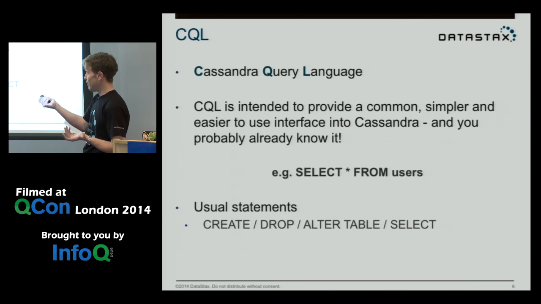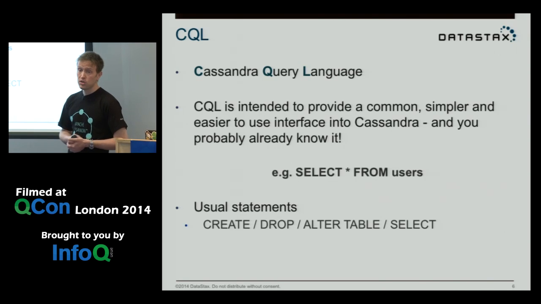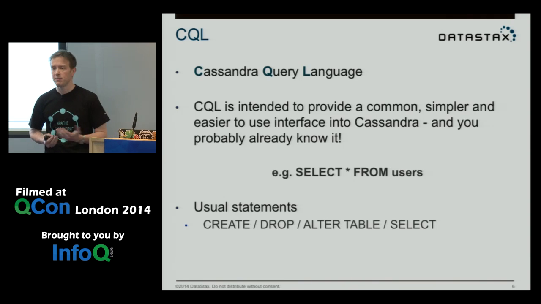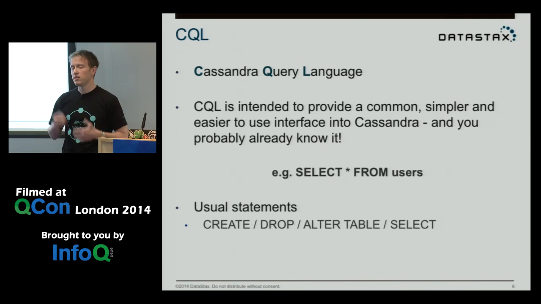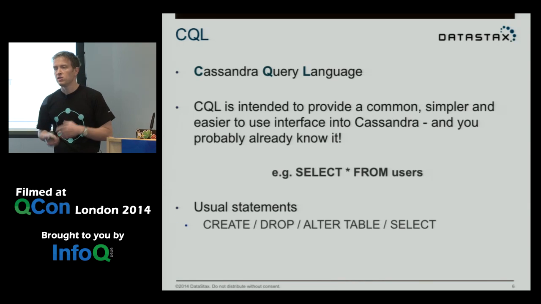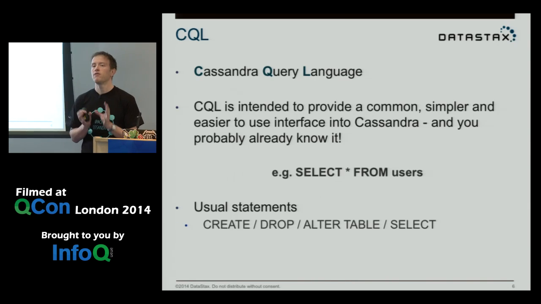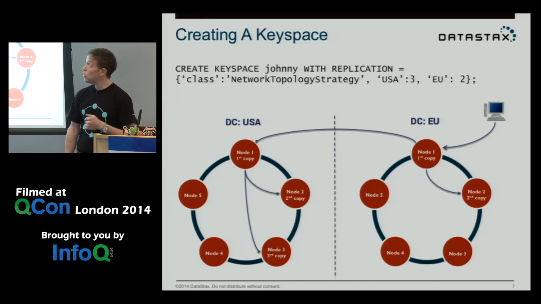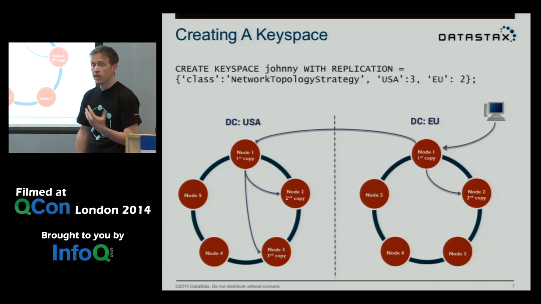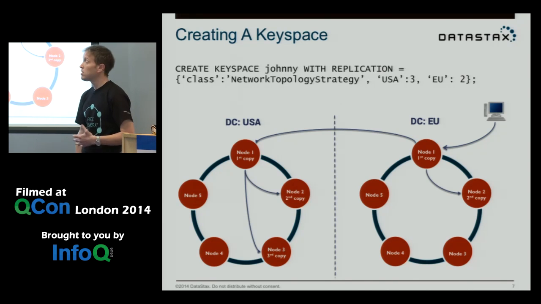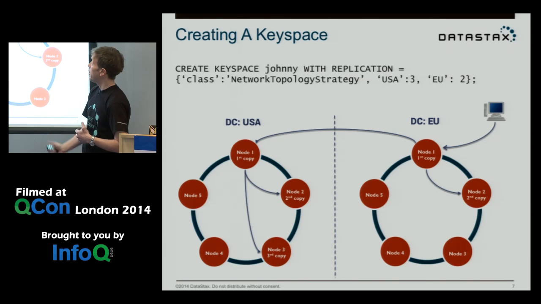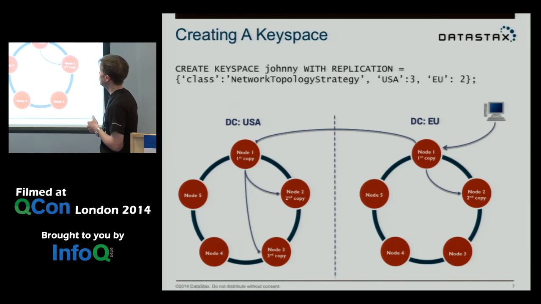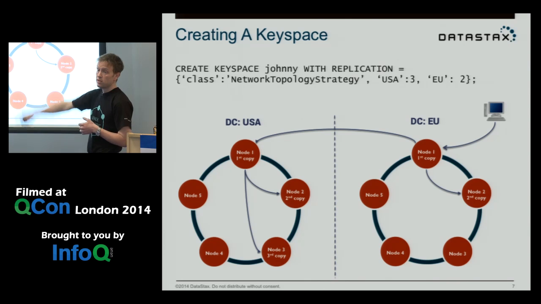There's a simple statement, select star from users. This is the same, whichever way you're doing it. And it has the usual statements in there: creating, dropping, altering, user permissions, all that kind of stuff. So it should give you a very comfortable way of working with Cassandra. In this example, we're creating a keyspace. I'm creating my keyspace Johnny, giving it a network topology strategy, and saying replicate my data between two different data centers.